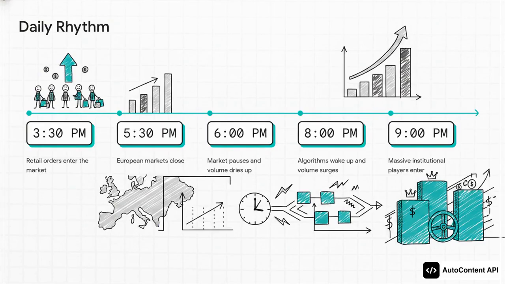Notice how the market completely changes personality? At 3:30 p.m., retail orders just flood in. By 5:30 p.m., the European markets are closing up. Then we hit this weird dead zone right before the algorithms wake up at 8 p.m. And that rapidly accelerates right up to the critical final hour at 9 p.m., when the massive institutions basically take the wheel. Understanding this rhythm, it's literally like having a roadmap for the market's mood swings.